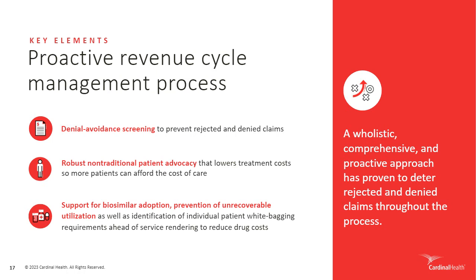So talking about the proactive revenue cycle management process, there are really three areas you want to look at. First, your denial avoidance screening. That's what's going to prevent your rejected and denied claims. That's what we mean when we talk about getting in the game sooner, being able to impact change early enough so that it's appreciable and meaningful.